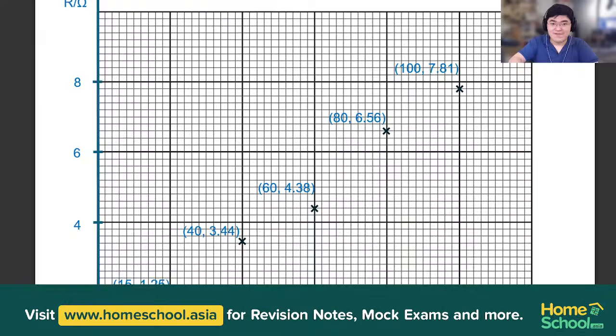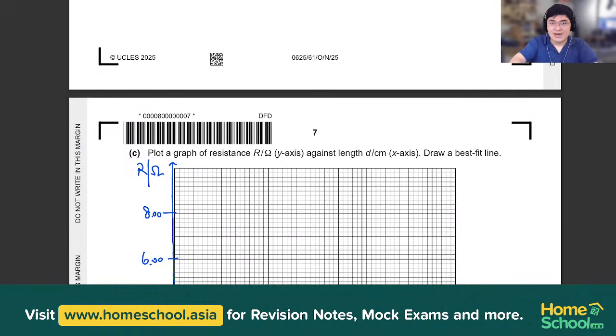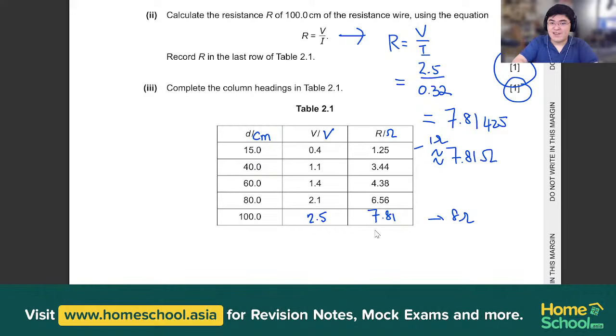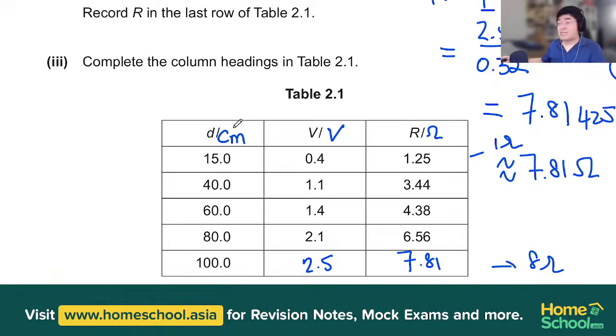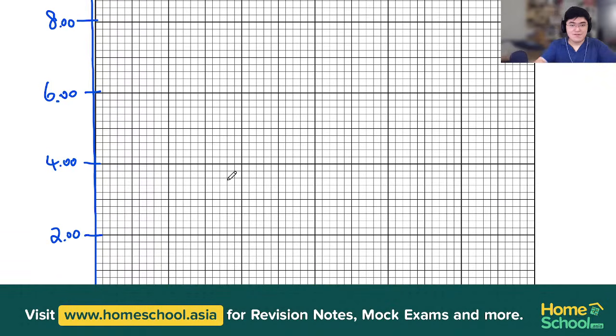Now we are to start plotting our values over here. Let's zoom in just a little bit for everybody to see clearer. That's better. As you can see, 15 is our first x value, 1.25 is our y value. So one is 15 and one is 1.25. This is 10, and 15 is right at the middle here. We draw upwards, it should be around here.